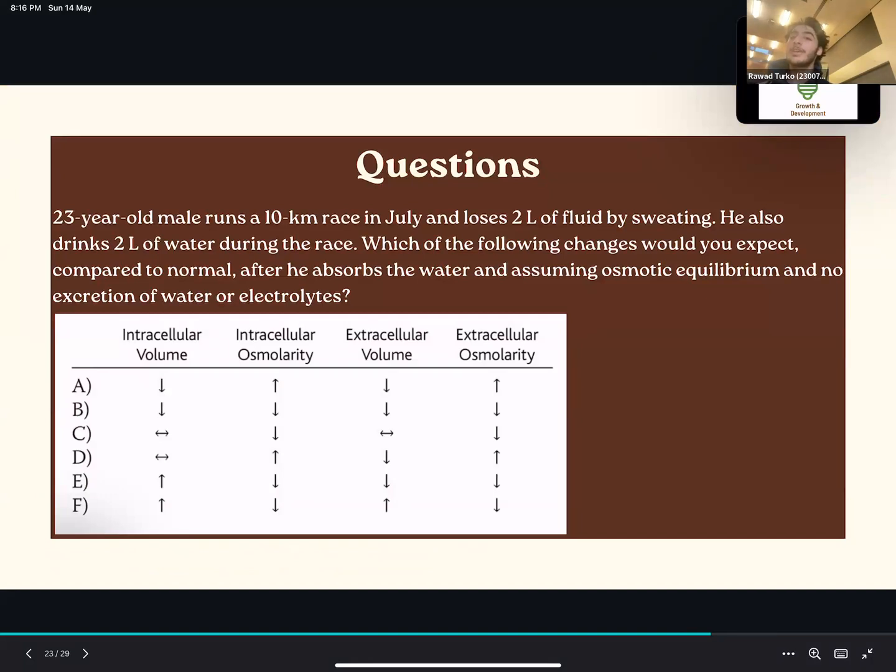A 23-year-old male runs a 10-kilometer race in July and loses 2 liters of fluid by sweating. He also drinks 2 liters of water during the race. Which of the following changes would you expect compared to normal after he absorbs the water, assuming osmotic equilibrium and no excretion of water or electrolytes?